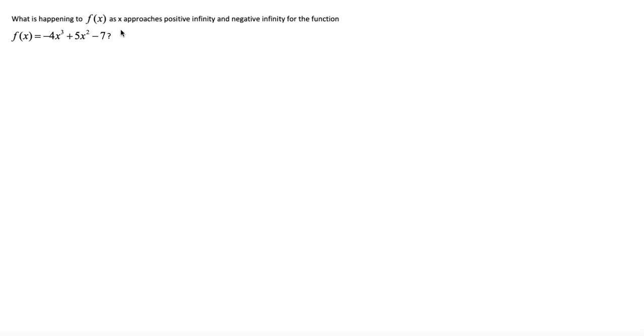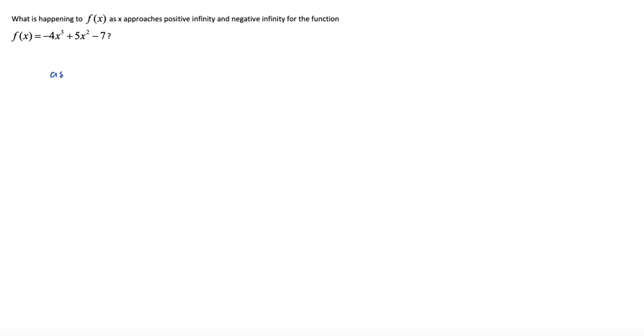What is happening to f of x as x approaches positive infinity and negative infinity for the function f of x equals negative 4x cubed plus 5x squared minus 7? Okay, so there's a couple ways to do this. One way is to understand the leading term and the degree and how that affects the end behavior. So that's really what's going on here.